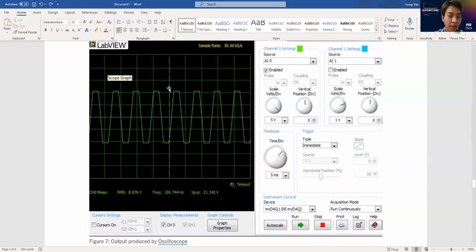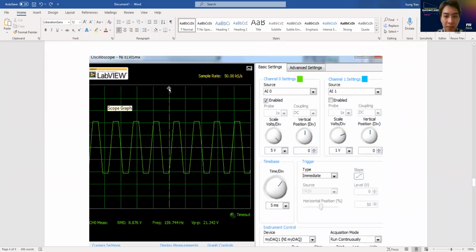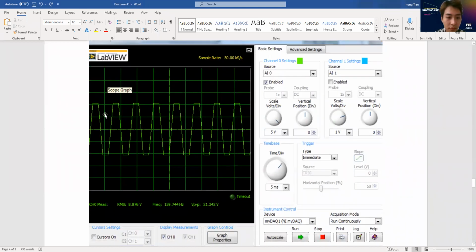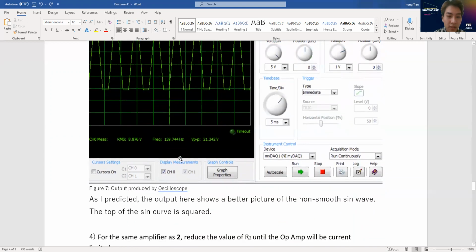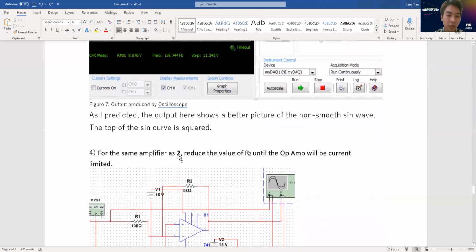Here is the output produced by the oscilloscope. So the graph shown here is what is expected. As I predicted, the output here shows a better picture of a non-smooth sine wave. The top of the sine curve is square.